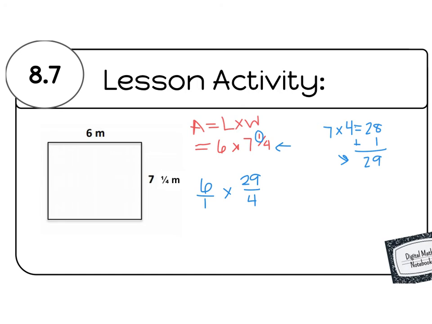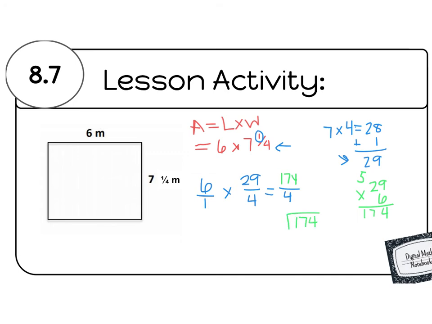Then we can multiply straight across the top and straight across the bottom. The bottom number we know is going to be a 4, but we need to multiply the top numbers. 29 times 6. 6 times 9 is 54. 6 times 2 is 12. 13, 14, 15, 16, 17. So that means we're going to have 174 fourths. We're going to need to divide to simplify that.